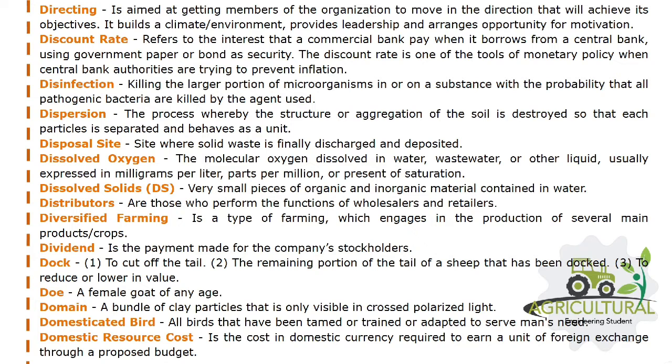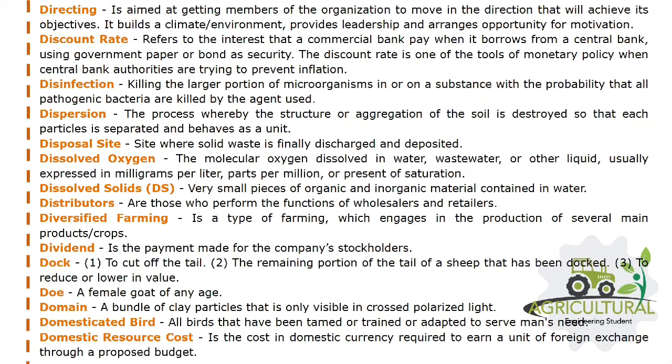Dissolved oxygen: the molecular oxygen dissolved in water, wastewater, or other liquid, usually expressed in milligrams per liter, parts per million, or percent of saturation. Dissolved solids, DS: very small pieces of organic and inorganic material contained in water. Distributors are those who perform the functions of wholesalers and retailers. Diversified farming is a type of farming which engages in the production of several main products/crops. Dividend is the payment made to the company's stockholders.